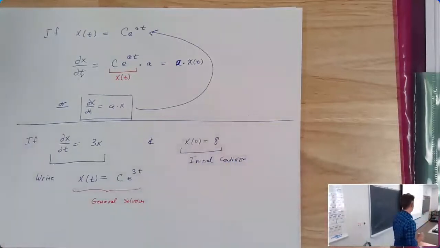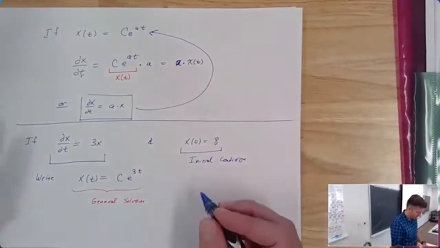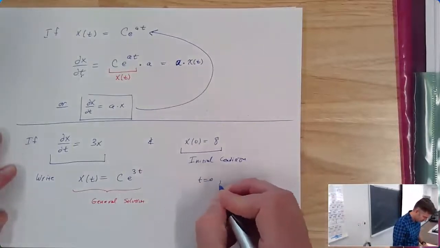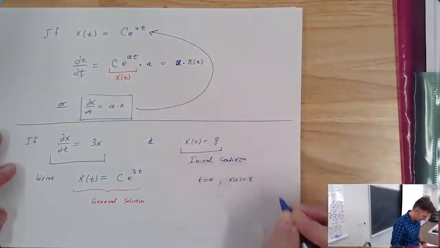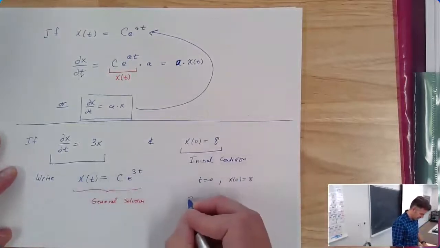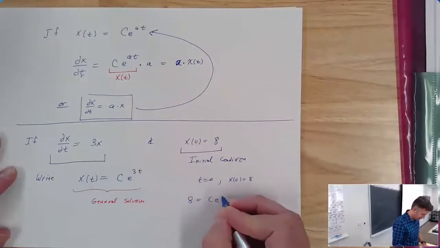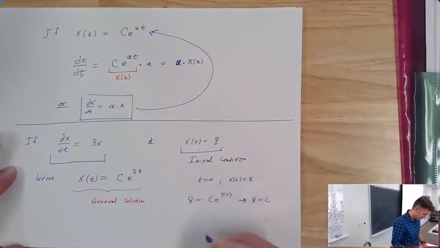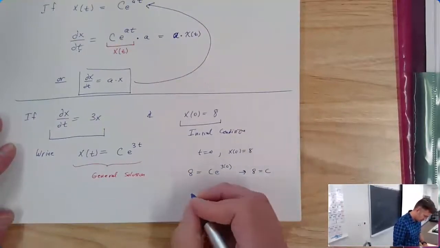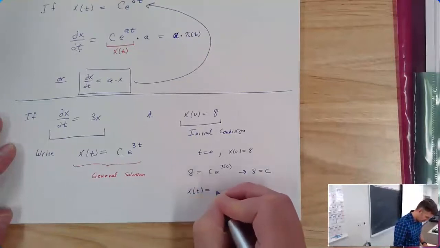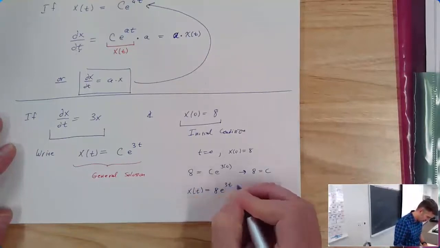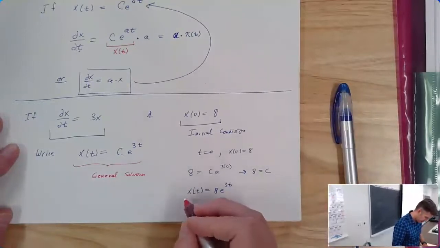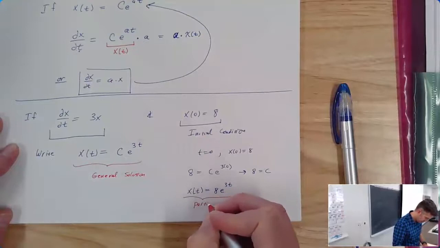Whenever you're trying to solve a differential equation and they give you some initial condition, your job is to solve for any constant that appears. So we can say, if t equals 0, x of 0 is going to be 8. If I plug in those things here, I'm going to get 8 on the left equal to C times e to the 3 times 0. So that means C is going to equal 8. Then my particular solution is going to be x of t equal to 8e^(3t). That's our particular solution.